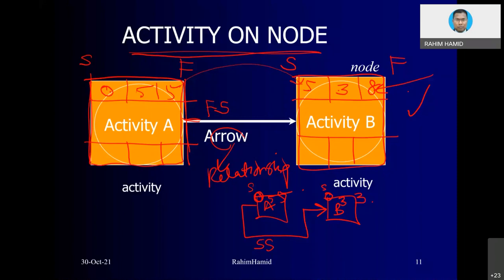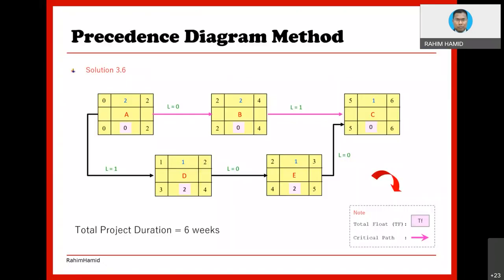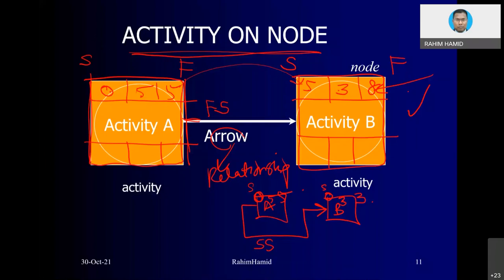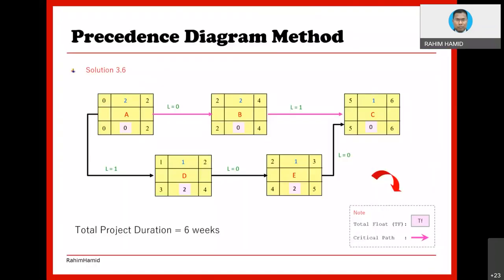Okay, now this is an example of a PDM diagram. I told you before, the AON diagram is very simple. If I use start to start, this is not AON anymore. This is PDM. In an AON diagram, everything uses finish to start because it is only a basic diagram. It was developed way back in the 1960s. Only then did they develop the PDM diagram. Now we are going to see a PDM diagram.